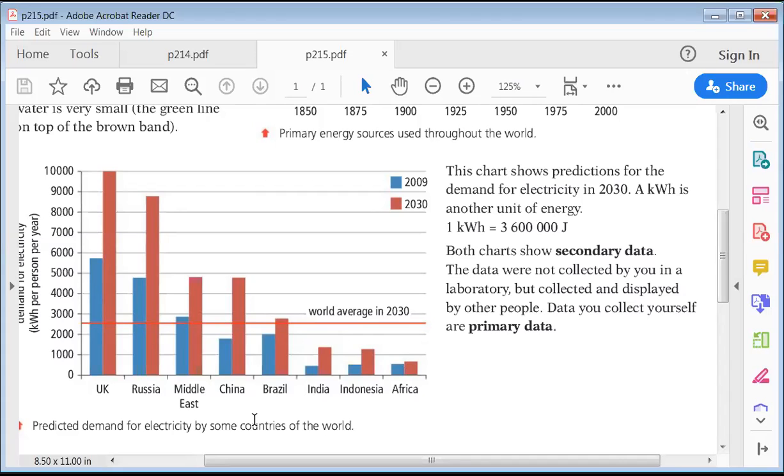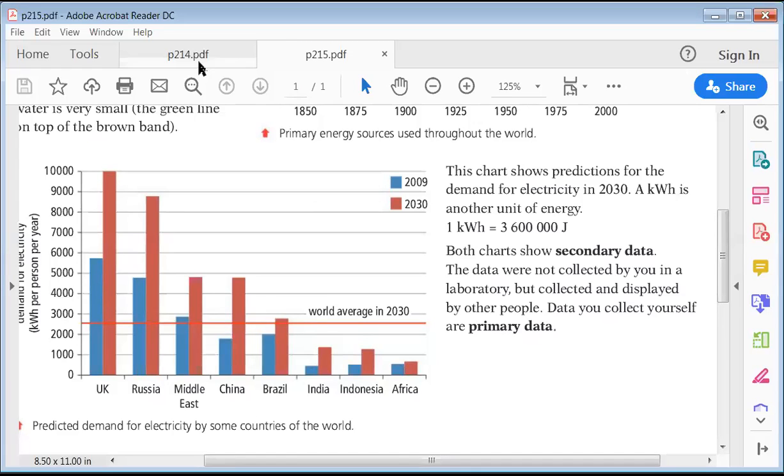But here, Russia is bigger, but their demand for electricity is less than UK. Most of these countries are productive countries. They produce a lot. They have factories. They have a lot of production. So that's why they need this energy a lot. Okay, so this was all about the world's energy needs.